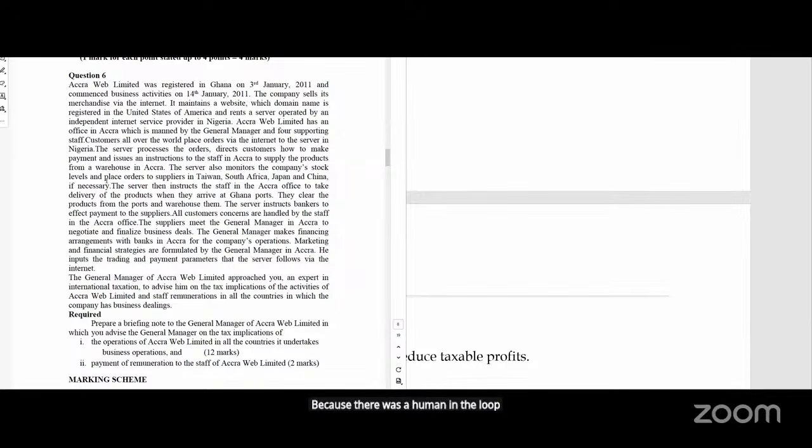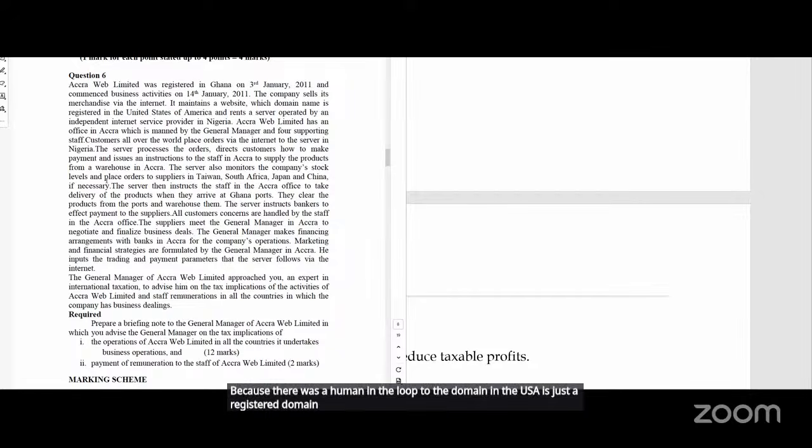Two, the domain in the USA is just a registered domain, has no activity. It doesn't have any physical presence. That's just the domain name. It doesn't create any PE. You get the idea? That's all.